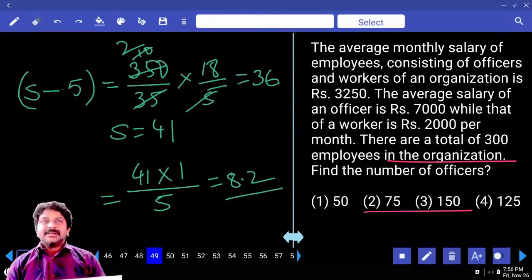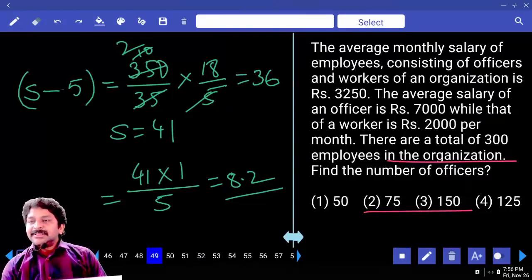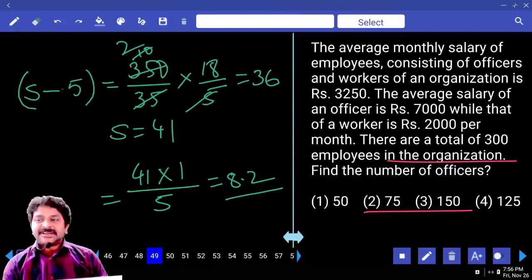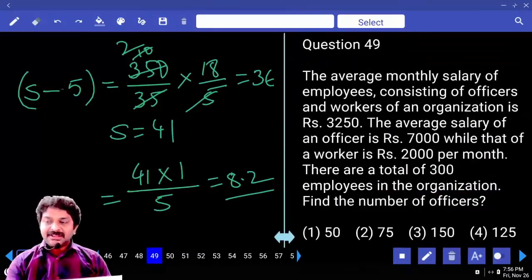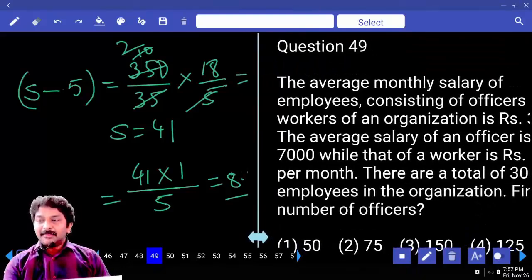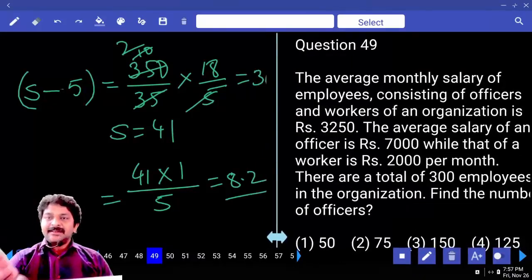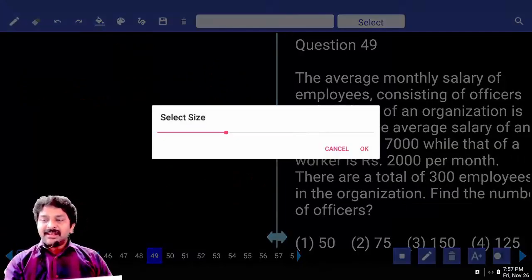Right. Can I start the 49th one? The average monthly salary of employees consisting of officers and workers of an organization is 3250. The average salary of officers is 7,000 and workers is 2,000 per month. There are total 300 employees in the organization. Find the number of officers. Right. So when you are given average, look at average numbers.